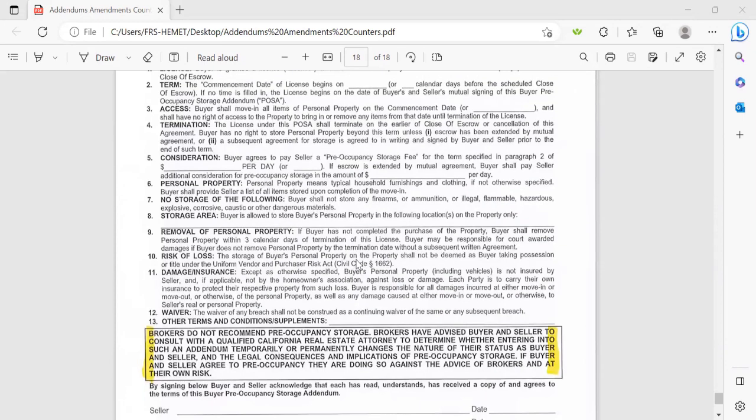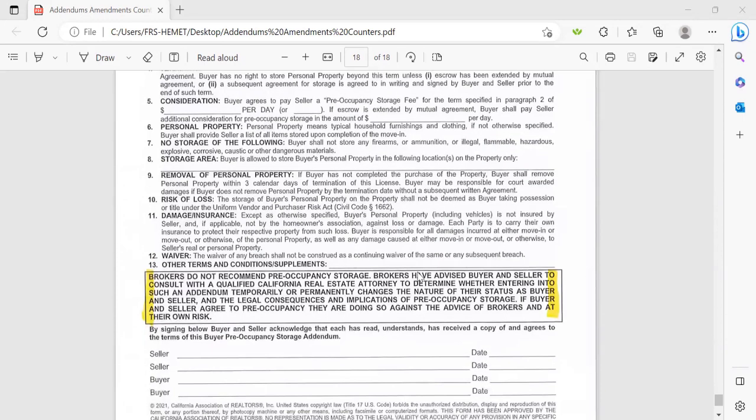So I can't put my weapons or all the cans of paint from my other house or any of those kinds of things. They can't be moved over there. And if buyer has not completed the purchase of the property, buyer shall remove personal property within 3 calendar days of the termination of this license, or buyer may be responsible for court awarded.